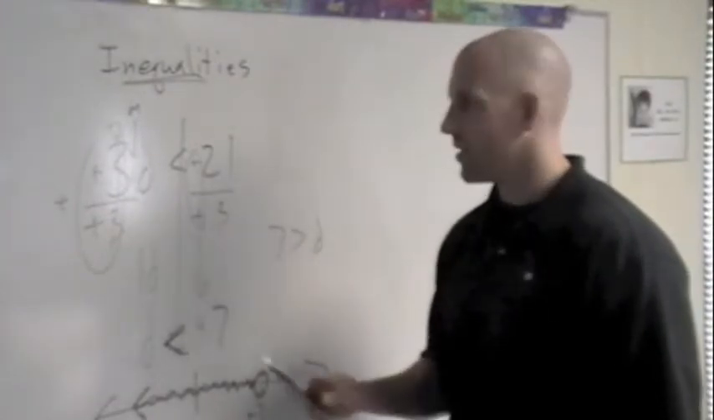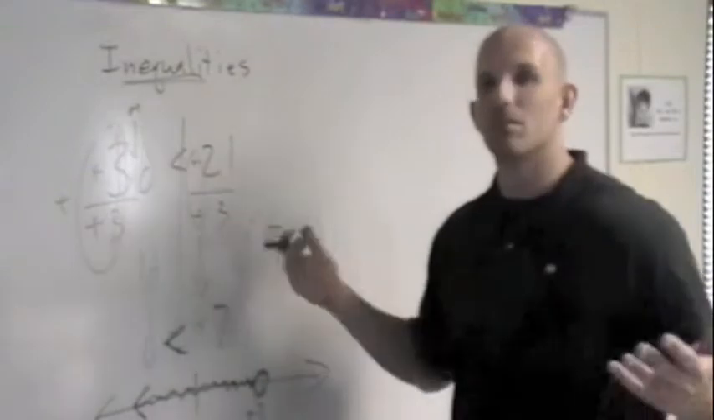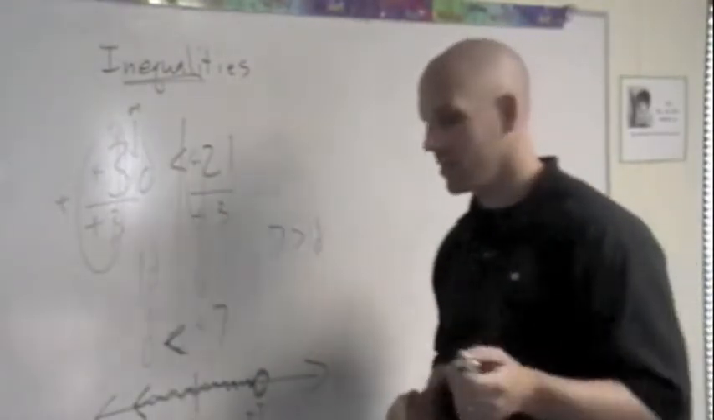Nice one to check is 0. Put your 0 in. 3 times 0 is 0. 0 is less than 21. You must be in pretty good shape. Okay? Let's look at another one.